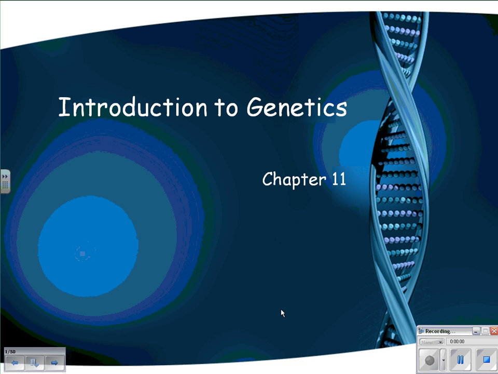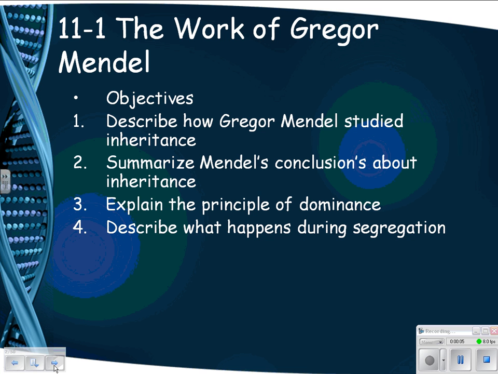And it is talking about the introduction to genetics, chapter 11, the work of Gregor Mendel. We want to describe how Gregor Mendel studied inheritance. We want to summarize Mendel's conclusions about inheritance, explain the principle of dominance, and describe what happens during segregation.